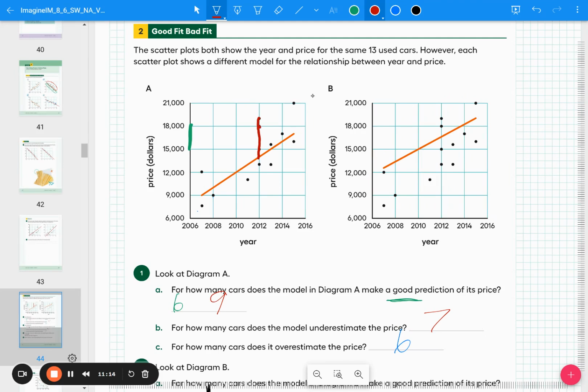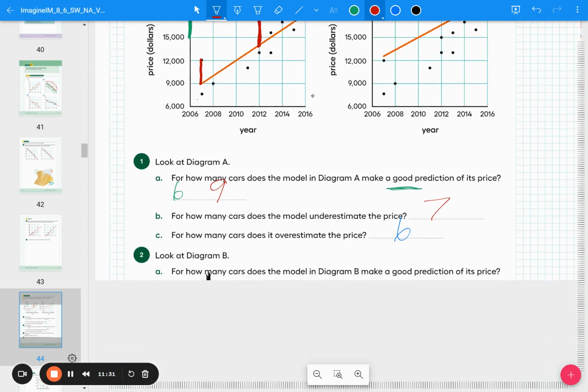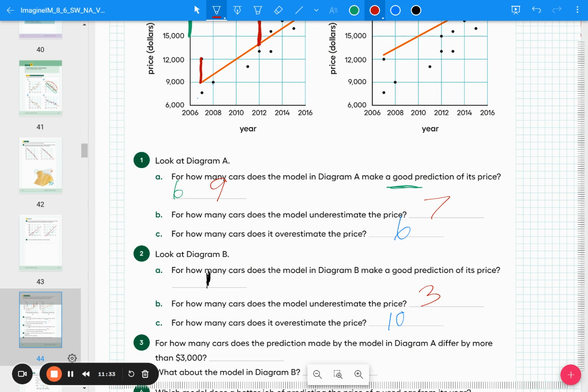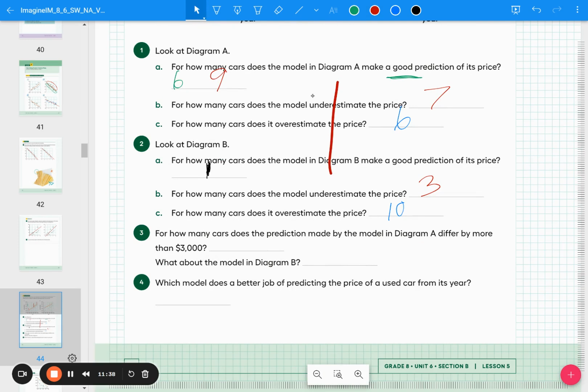So that's 1. Then there's 2. This would be 3. This right here, I don't know. It's exactly 3,000. That's 4. So I might say 3 to 4. Whoops. How many cars does a prediction of the model and diagram A differ by more than 3,000? I'm going to call it 4.